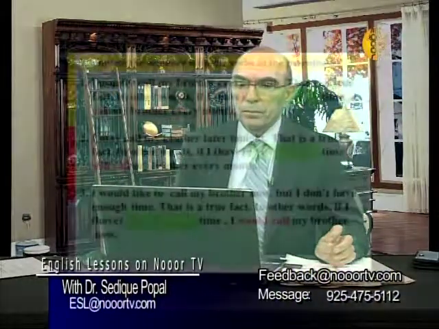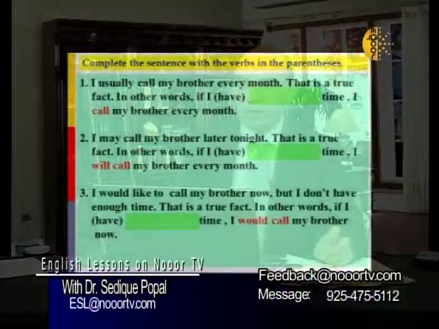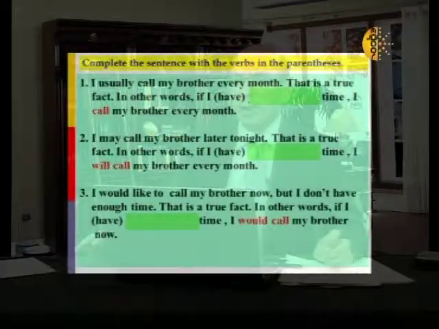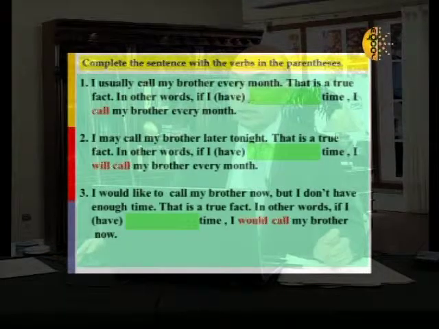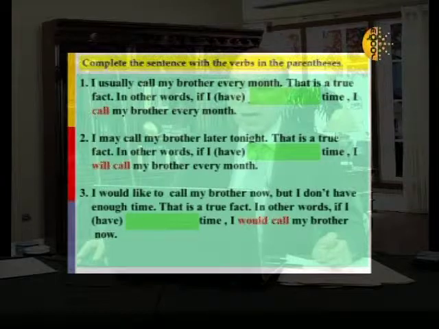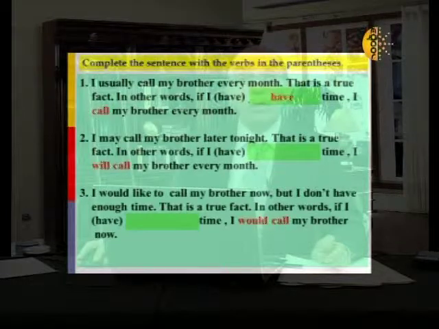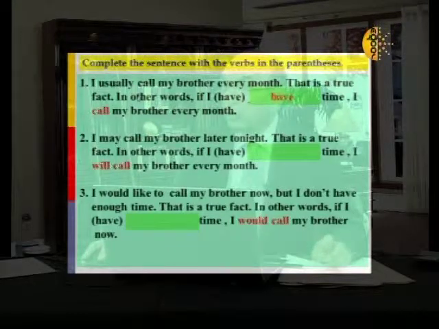Now let's practice this in these sentences. Sentence number one. I usually call my brother every month. That is a true fact. In other words, if I have time, I call my brother every month. If I what? If I have time, I will call my brother. So you use the present tense and say what? I call. So this is a possible situation.